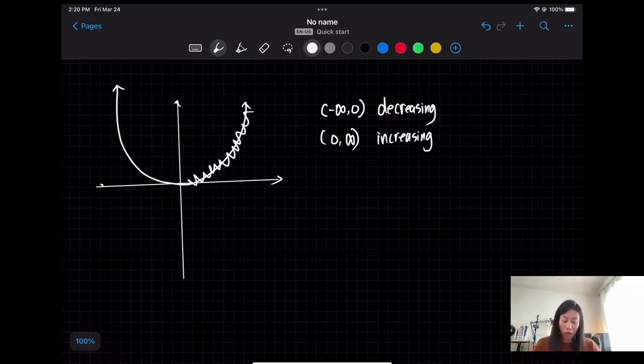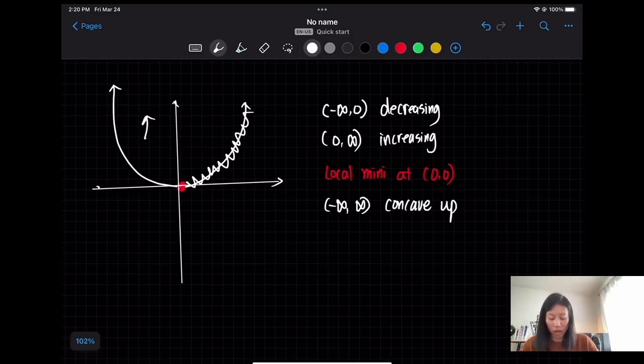Since the function behavior changed from decreasing to increasing, that point is going to be our local minimum at the point (0, 0), the origin. And the whole function from negative infinity to infinity is concave up because it's all pointing up. Okay, so that's it for today's lesson. Let me know if you have other questions.